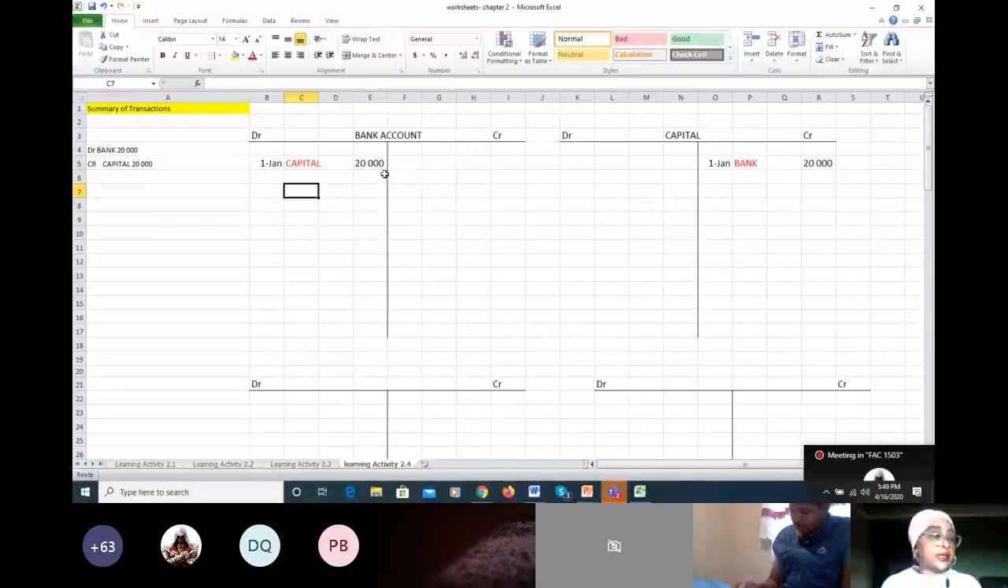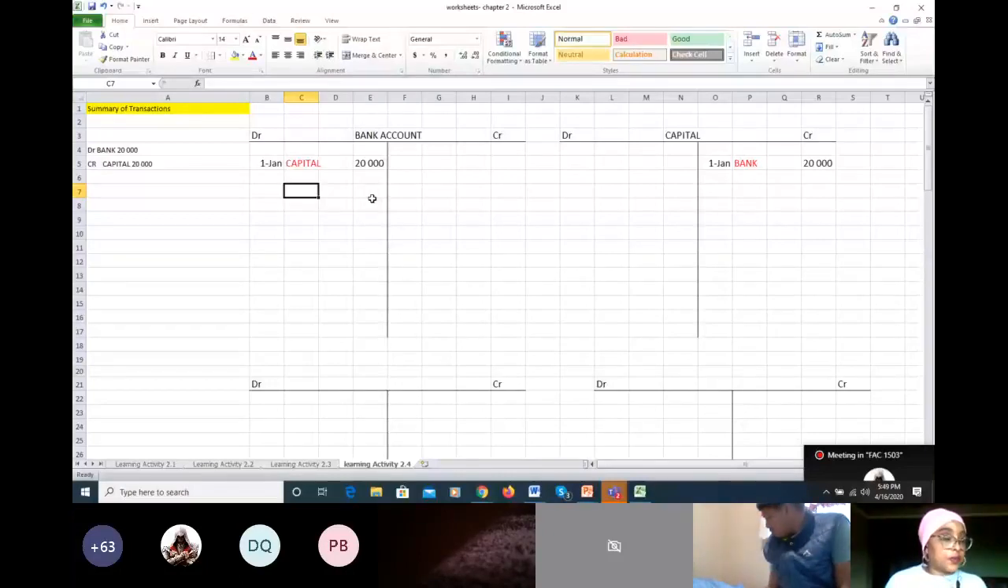Let's do the next one, day 4. Received 1,000 Rand in cash for services rendered. Once again, the question is giving me a clue: cash, and services that you rendered. So now I've got my two accounts already. One is cash, which is bank, and the other one is services rendered.